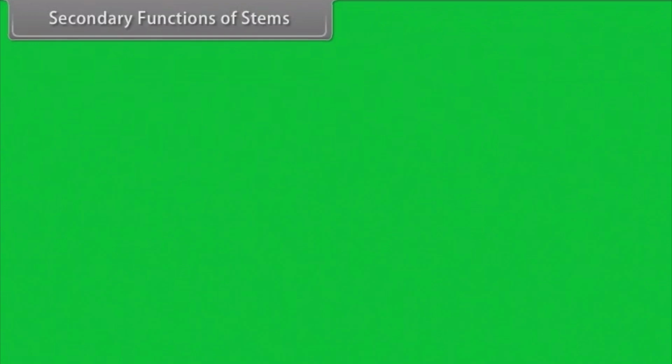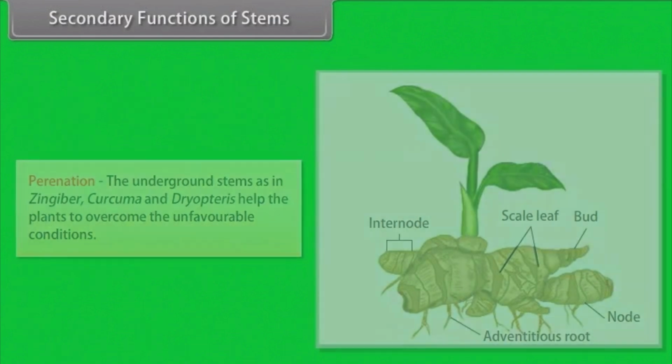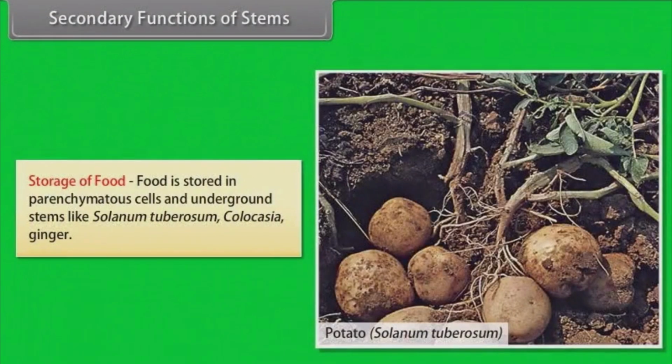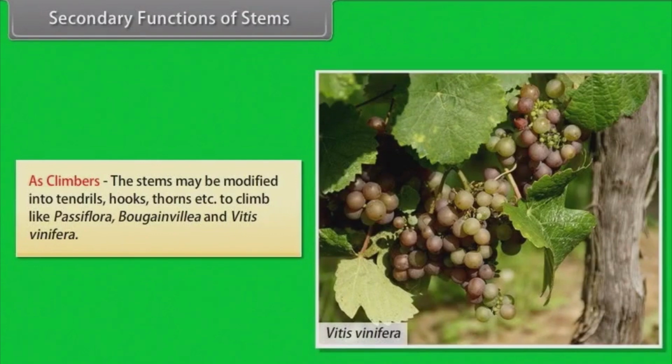Secondary functions of stems. Perennation. The underground stems, as in zingiber, curcuma, and Dryopteris, help the plants to overcome the unfavorable conditions. Storage of food. Food is stored in parenchymatous cells in underground stems like Solanum tuberosum, Colocasia, ginger. As climbers, the stems may be modified into tendrils, hooks, thorns, etc. to climb, like Passiflora, Bougainvillea, and Vitis vinifera.